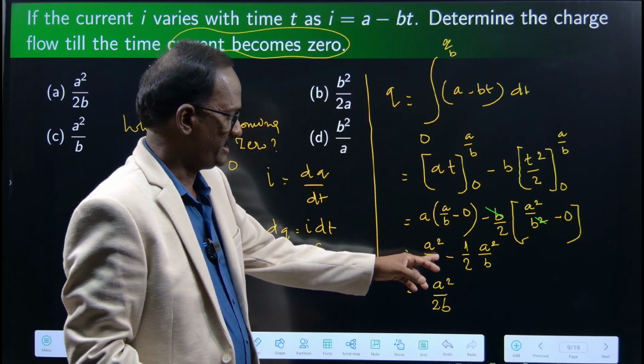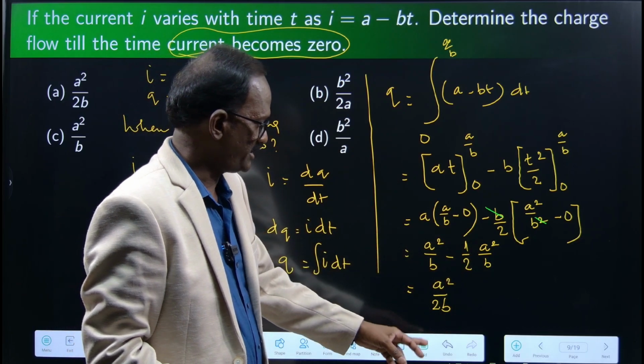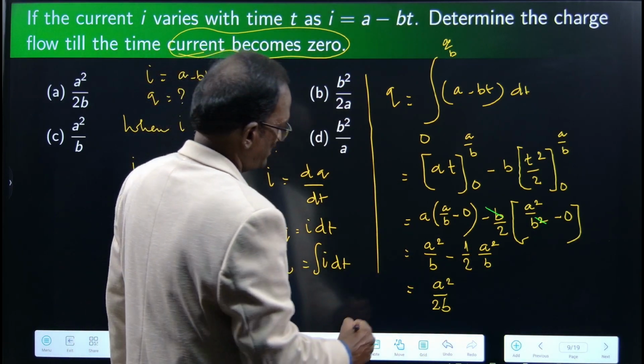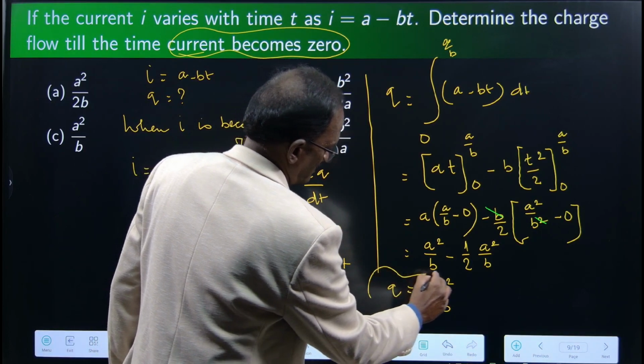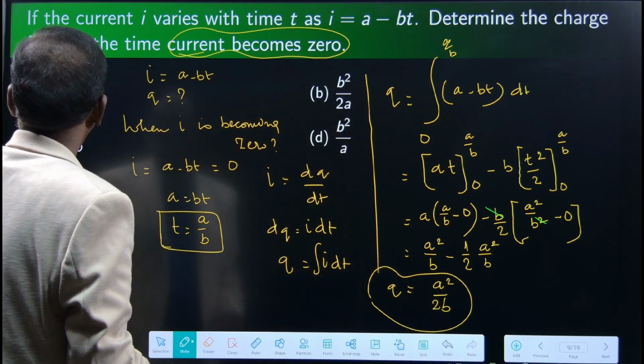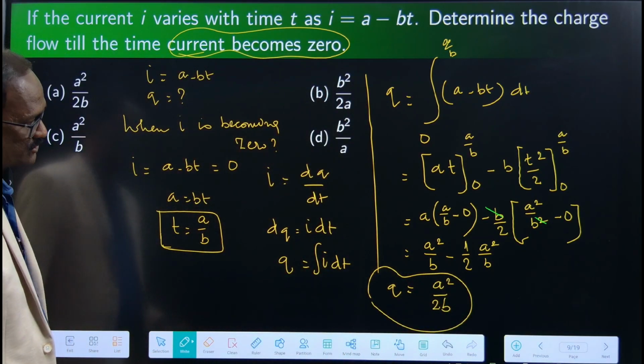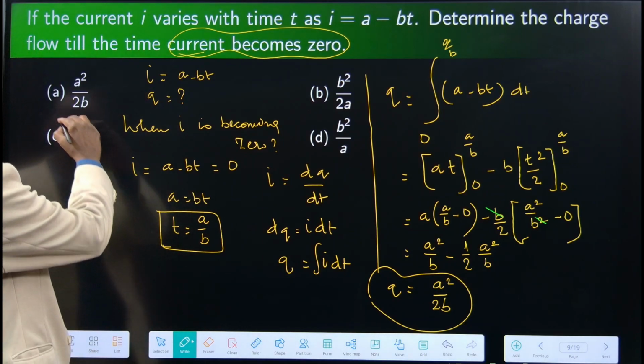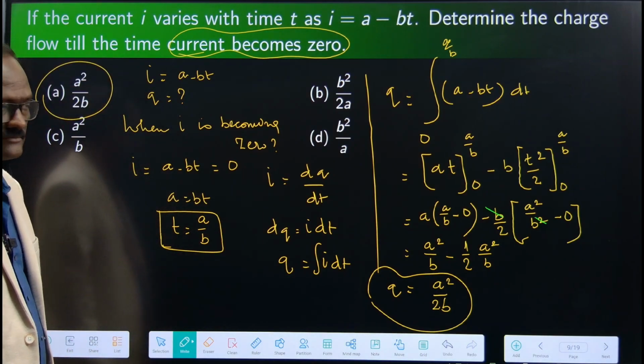1 A square by B minus 1 by 2 A square by B. The answer is A square by B. This will be the answer: A square by 2B. Yes, option A.